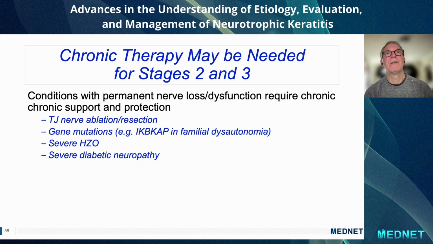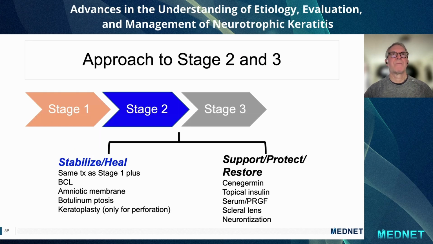But conditions that are not going to go away, like the trigeminal nerve ablation that I presented, or resection, genetic mutations like is found in familial dysautonomia, patients with really severe herpes zoster ophthalmicus or severe diabetic neuropathy. Patients are going to have those for the rest of their life. And so they're going to probably need to be on some sort of therapy chronically to treat the condition and prevent recurrence.